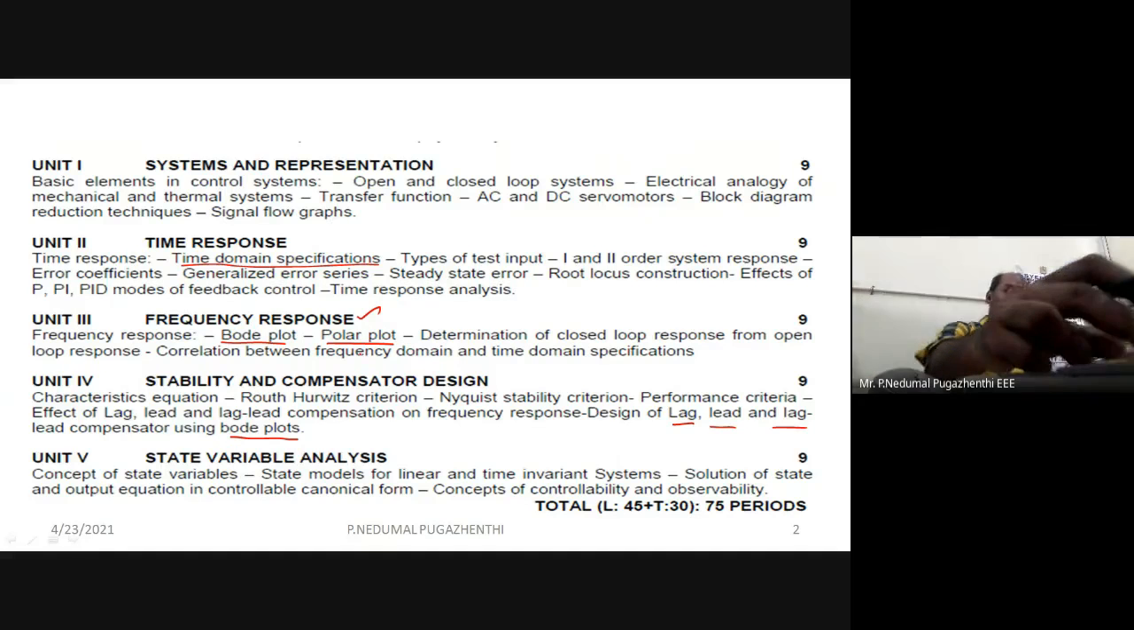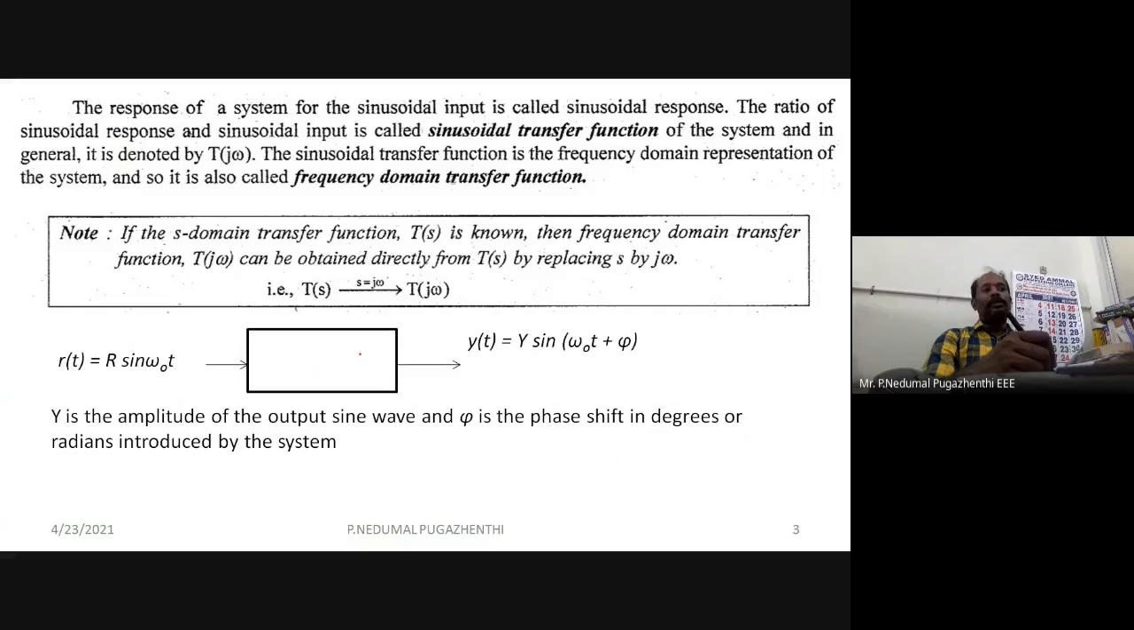Okay, let us start with what is frequency response analysis. If a system is supplied with a sinusoidal input, the response of the system is called a frequency response or sinusoidal response. Why do we say it is a frequency response? Because a sinusoidal component is there which has a frequency inside it, and the frequency is denoted as omega or omega naught, depending upon what we specify.